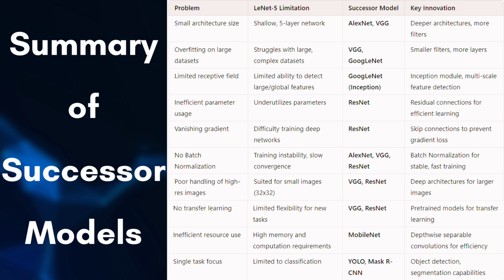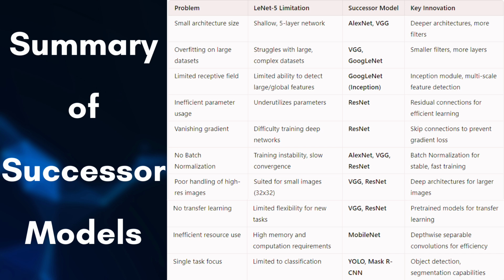Problem 2. Overfitting on large datasets. LeNet 5 struggled with large, complex datasets, often overfitting. VGG and LeNet tackled this with smaller filters and more layers, effectively learning more nuanced features from data without overfitting. Problem 3. Limited receptive field. LeNet 5 could only detect small-scale features due to its limited receptive field. Enter LeNet with its Inception module, which introduced multiscale feature detection, allowing the network to capture both local and global features in images.